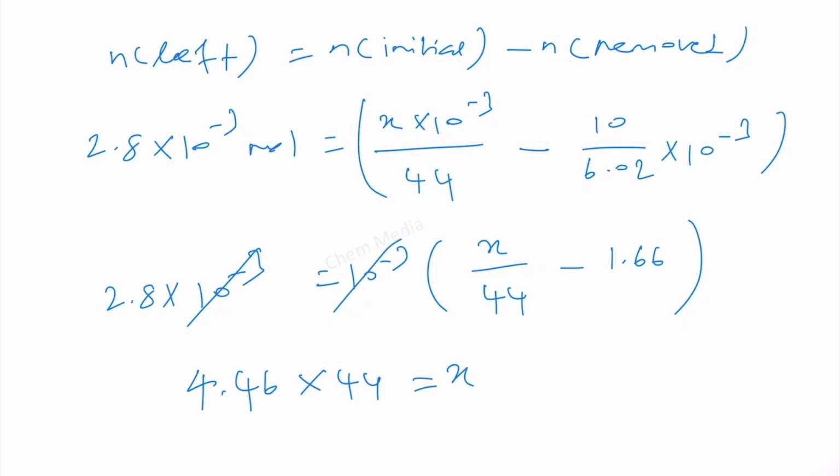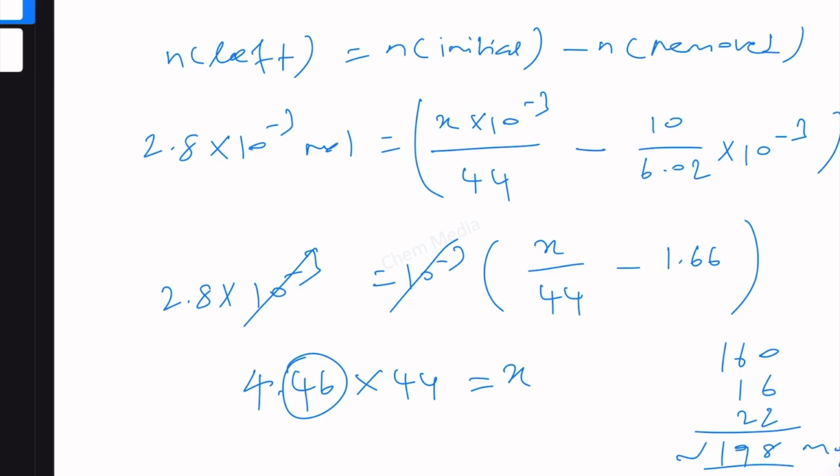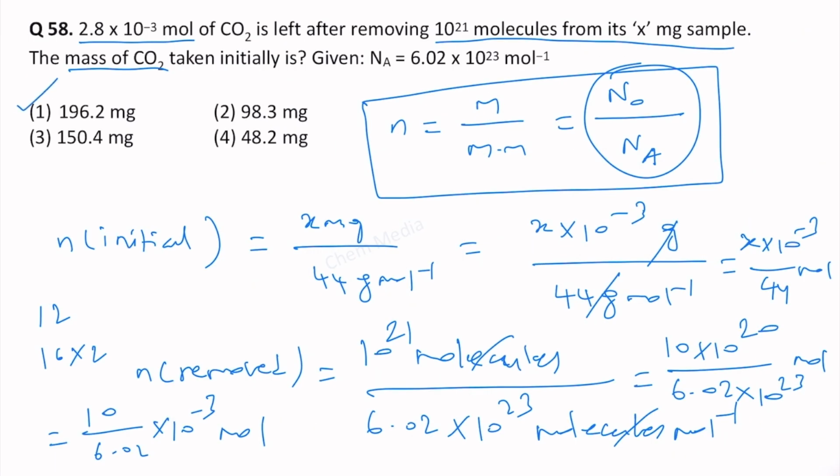So 40 times 4, 160, 4 times 4, 16. If we take the 0.46 as 0.5, then it will be 22. So this will be approximately 198 milligrams. The answer should be approximately that. So therefore option 1 is correct. Keep it in mind that the sample is in milligrams. We converted into grams. So therefore the unit of the sample is milligrams.